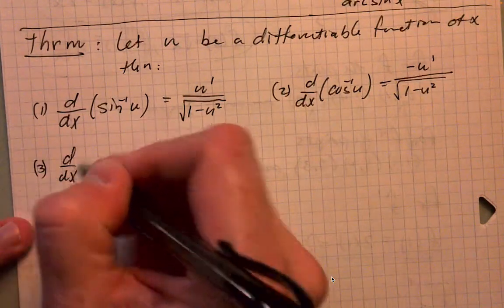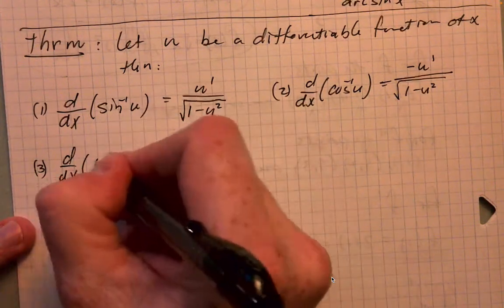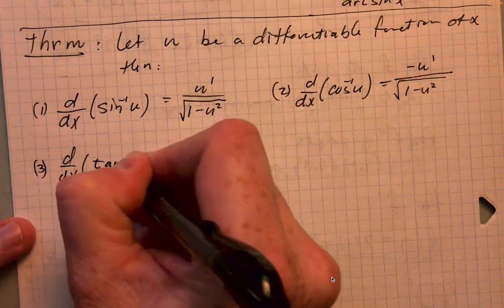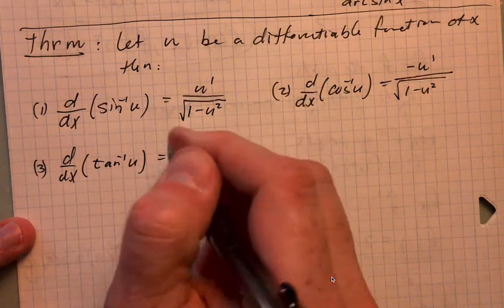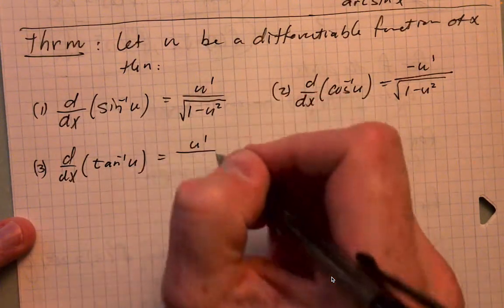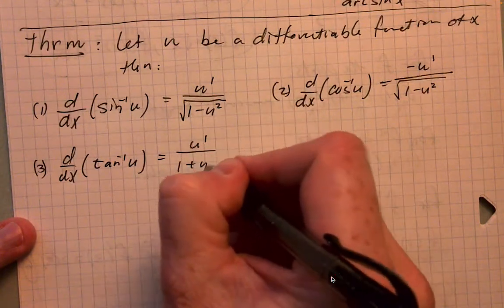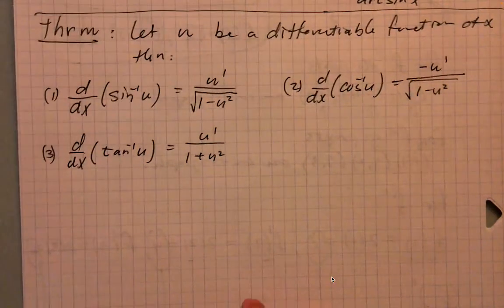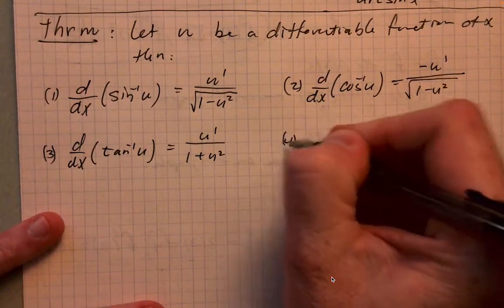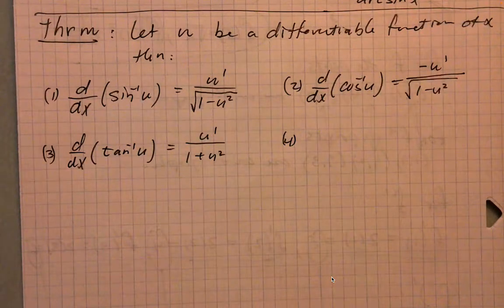Then d dx of the inverse tangent, the arctangent, is u prime over 1 plus u squared. Right? So these are like forms, the forms that they take. U can be anything, any differentiable function of x.